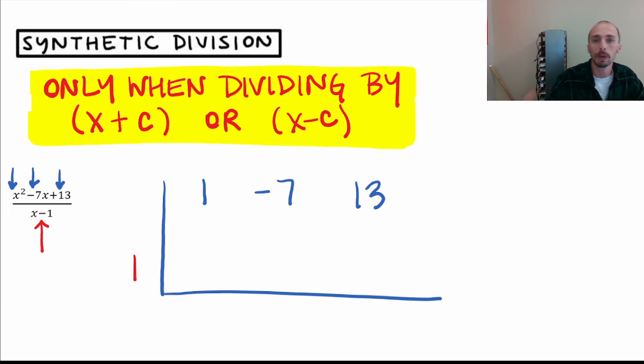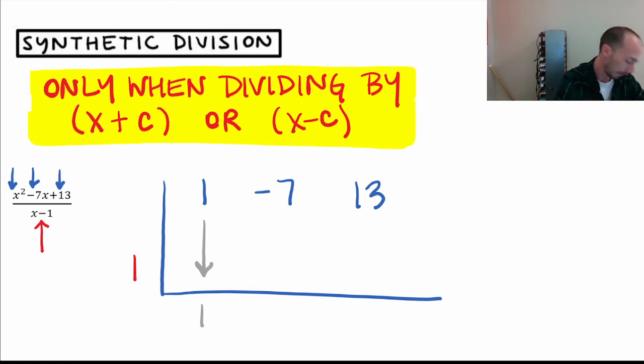And then the algorithm after that is exactly the same every time. We always start by dropping down the first number and just copying it right there. Okay, so that's 1. And then we're going to multiply and add, multiply and add, multiply and add until it's all over. Okay, until the grid is filled out.